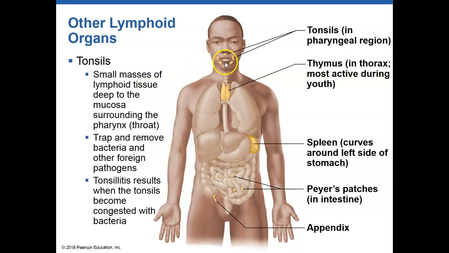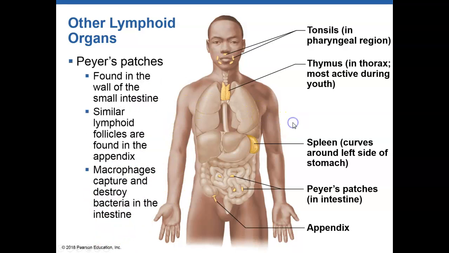The tonsils are masses of lymphatic tissue that trap and remove pathogens before they can get into our system. Tonsillitis, which is a common occurrence, especially in children, occurs when the tonsils become congested with bacteria, and if this happens multiple times, they usually will take the tonsils out.